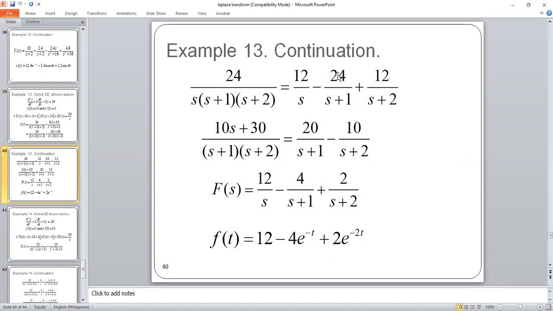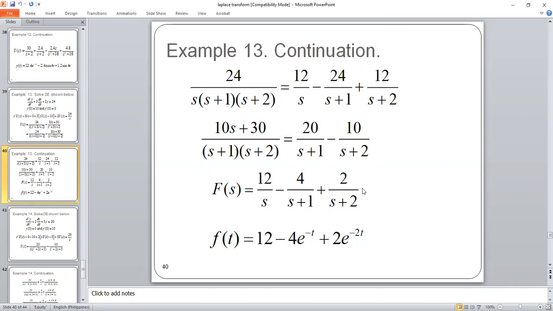So in the case of s plus 1, you have minus 24 and 20, so minus 4. In the case of s plus 2, negative 10 and 12, so that would be 2. Then copy the denominator for 12 over s, as is. So this is already your answer when this is inverted. Okay?